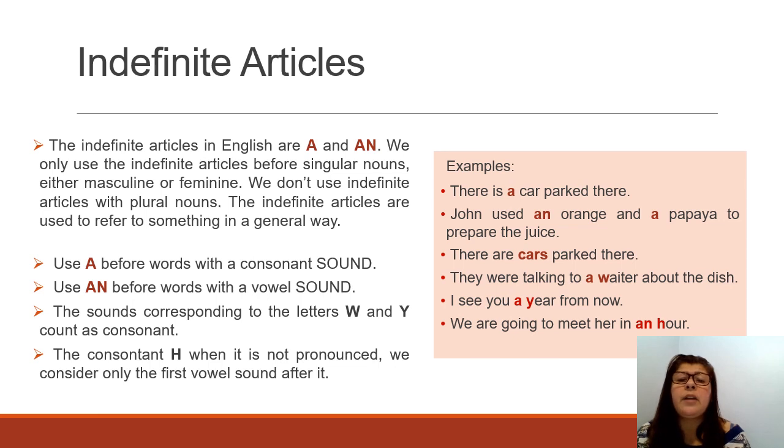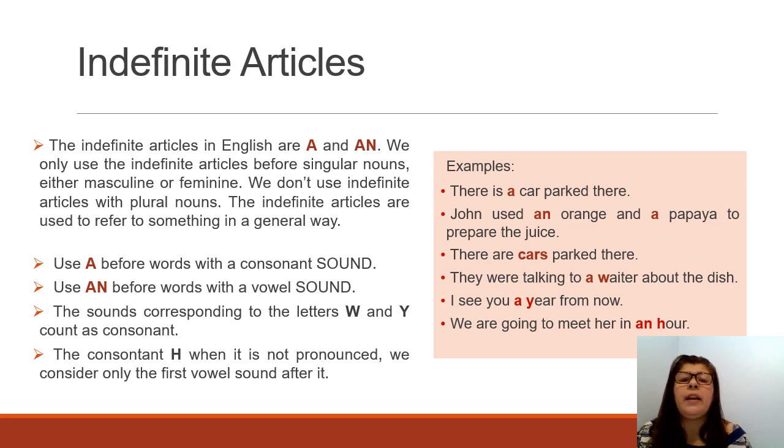John used an orange juice and a papaya to prepare the juice. So an orange, the first sound after it is a vowel sound, O. So you use an. And with papaya, papaya begins with a consonant sound, that's the P. So you use a before papaya.